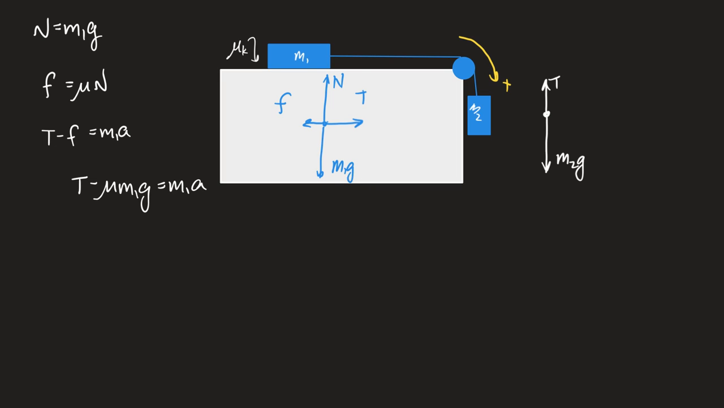That's just applying the rules to the left box. The right box is even easier because nothing has changed about the right box. M2G minus tension equals M2A. We're done. Got a couple of relationships that have some shared variables in them. I'm looking for expressions for acceleration and tension. Now, I'm mostly interested in looking at the acceleration right now.